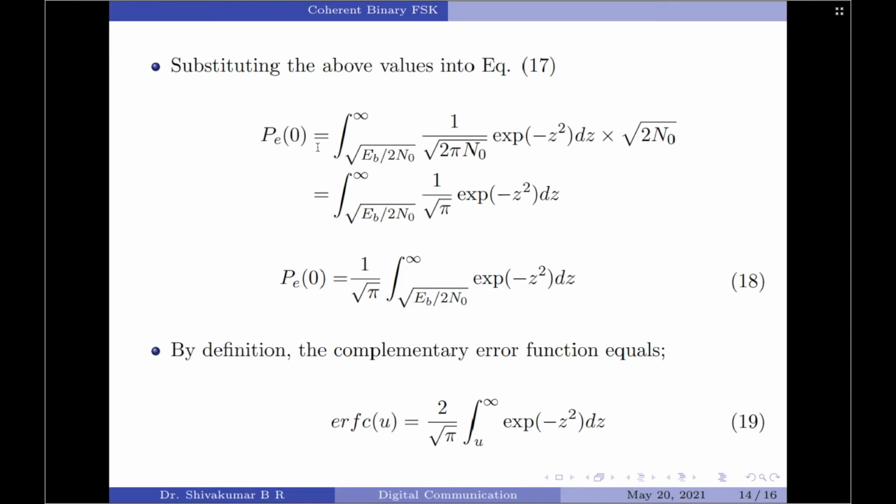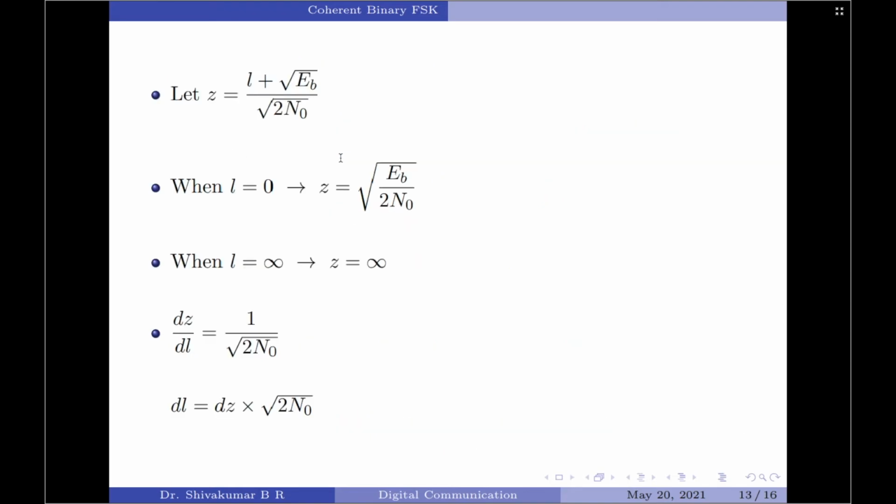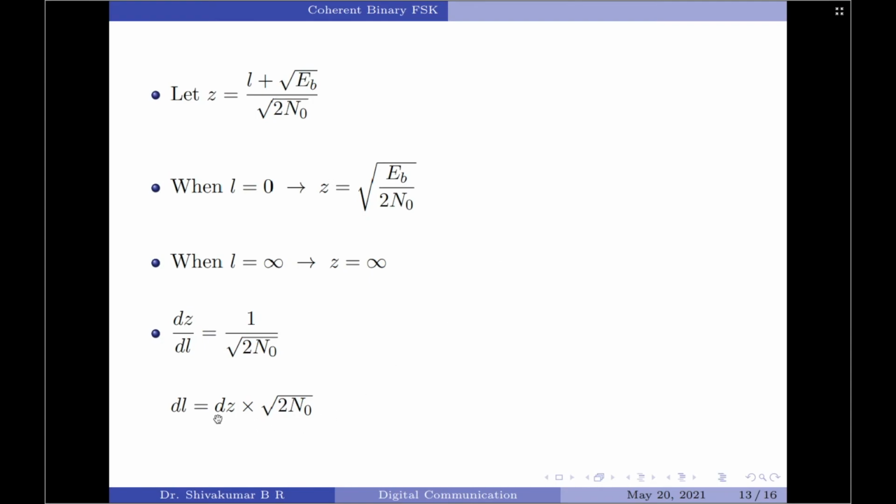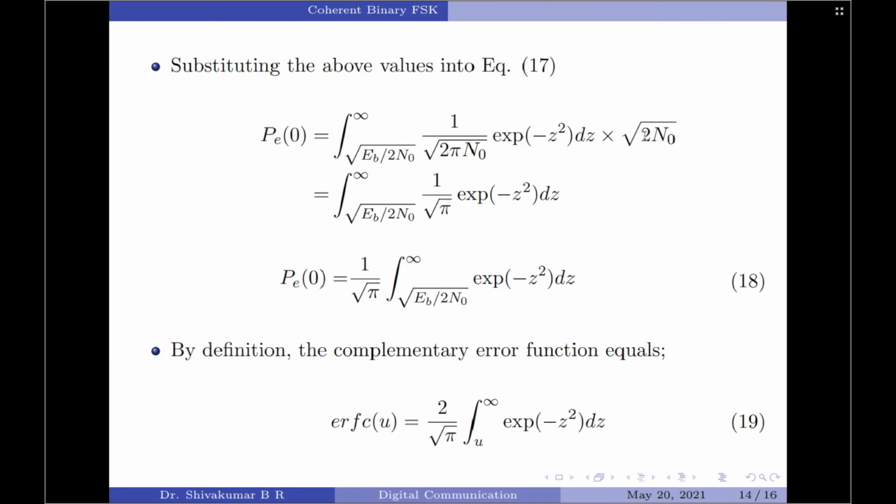So, Pe of 0 is equal to the integral, lower limit is square root of EB by 2N naught, upper limit is infinity, which is given here, followed by 1 divided by square root of 2 pi N naught into exponential of minus z square into dl. dl is equal to dz multiplied by square root of 2N naught, which is given here. So, I find I have a square root of 2N naught in the numerator here and a square root of 2N naught in the denominator.